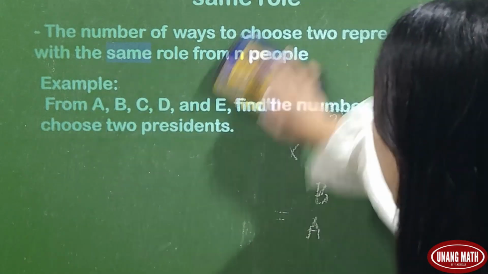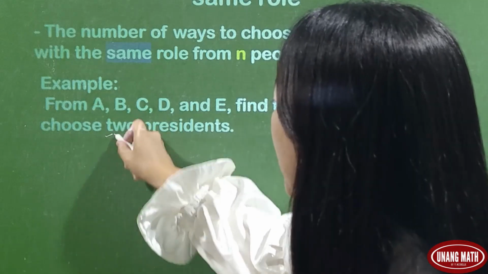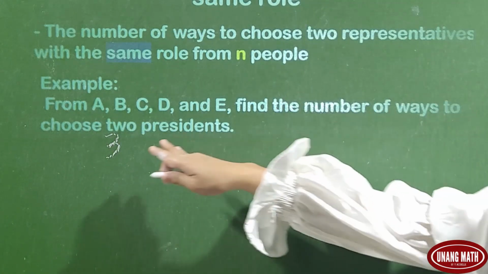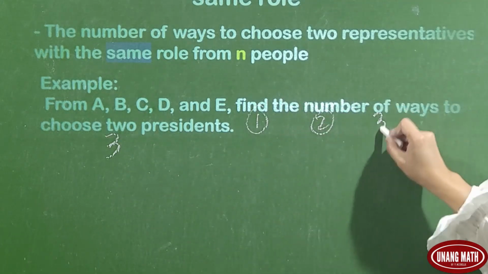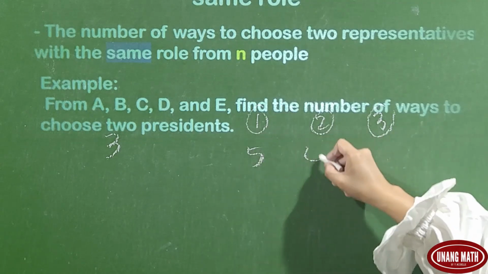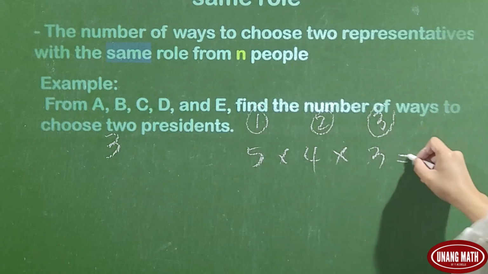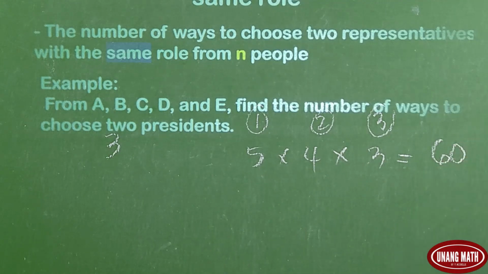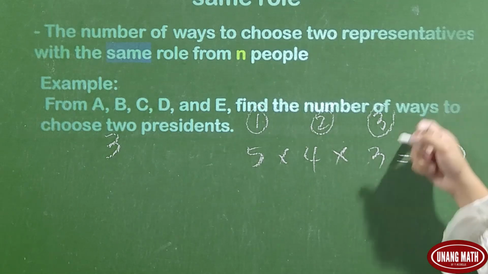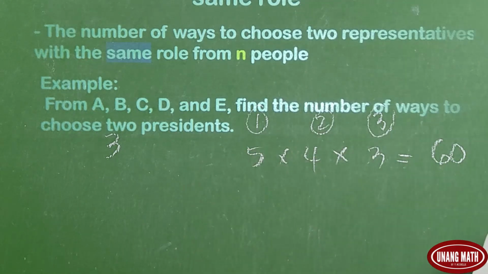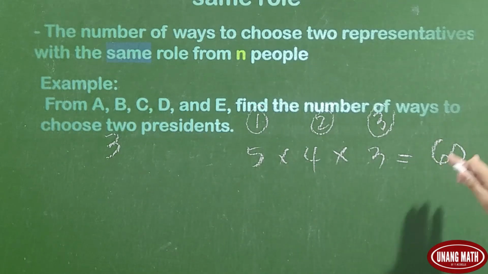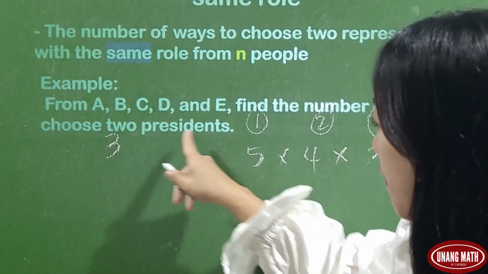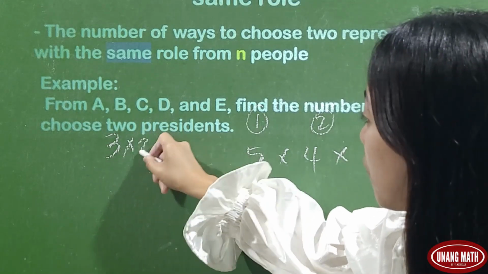How about if we find the number of ways to choose 3 presidents? If three presidents, first, second, and third, we have 5, this is 4, this is 3. If we multiply these numbers together, this is equal to 60. But this is not yet the final number of ways to choose three presidents because we know that there are repeated outcomes. So we have to find how many repeated outcomes there are, and remove them from these outcomes. If it's three presidents, then this is 3 times 2 times 1.